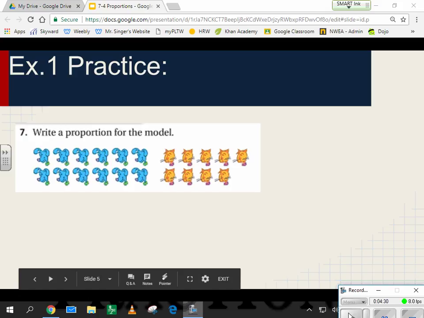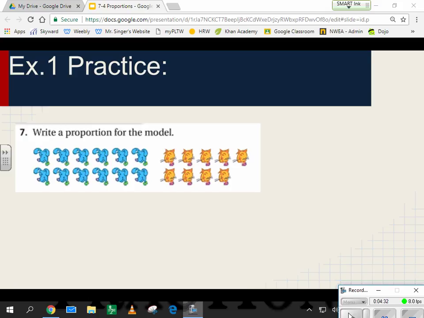All right, here is the first proportion I want you to look at, which is dogs to cats. I want you to make a proportion based on what you see here: make a ratio, then make an equivalent ratio to have a proportion. Come back when you're done, we'll see how you did.